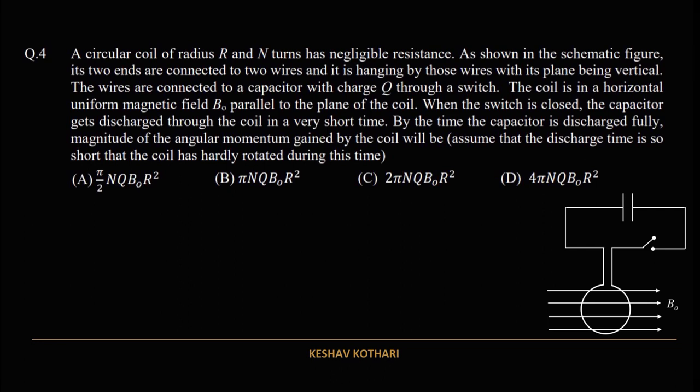A circular coil of radius r and n turns has negligible resistance. As shown in the schematic figure, its two ends are connected to two wires and it is hanging by those wires with its plane being vertical. The wires are connected to a capacitor with charge Q through a switch. The coil is in a horizontal uniform magnetic field B naught, parallel to the plane of the coil. When the switch is closed, the capacitor gets discharged through the coil in a very short time. By the time the capacitor is discharged fully, magnitude of the angular momentum gained by the coil will be.